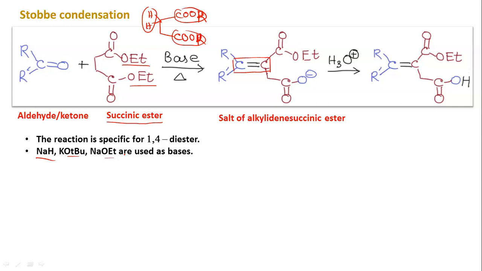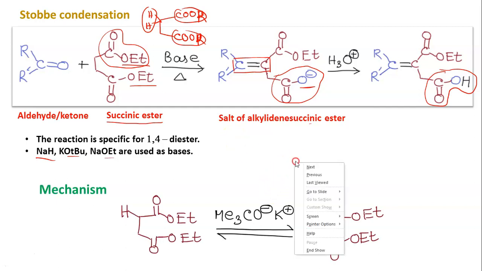Fine. Here we are getting the salt of alkylidenesuccinic ester. So one of the ester groups is intact. Another ester group is converted to the corresponding carboxylate salt. The medium is basic. That is why it will remain in CO2 minus form. And then if we do acidification, it will be converted to CO2H.